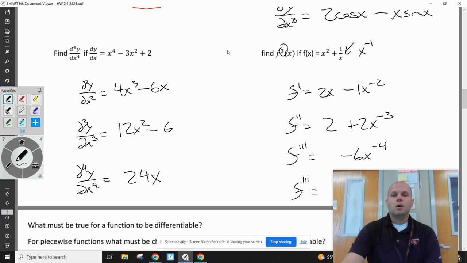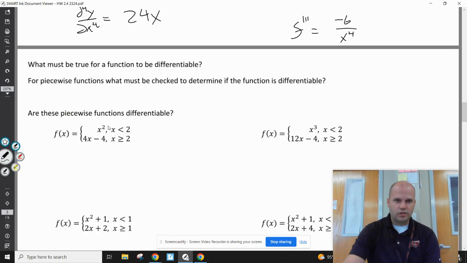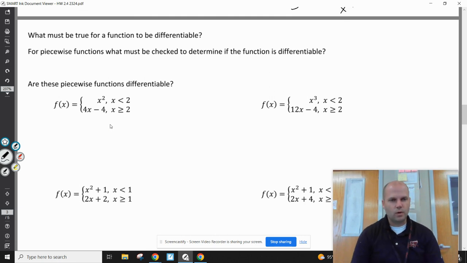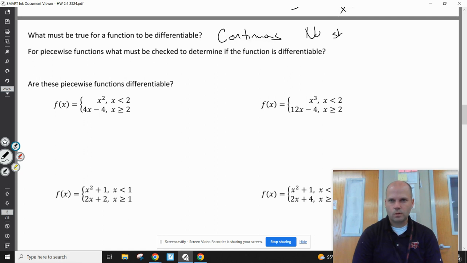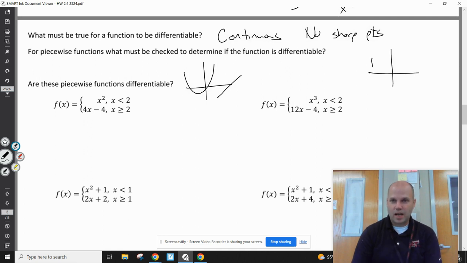Okay. Moving on to more tricky questions. What does it mean to be differentiable? Well, we were talking about, hey, you got to be continuous and you got to be smooth or no sharp points. Typically, we don't have functions that we graph that have sharp points, except for our friend, the piecewise function. Piecewise functions sometimes don't even connect. Piecewise functions sometimes connect, but when they connect, they create a sharp point.